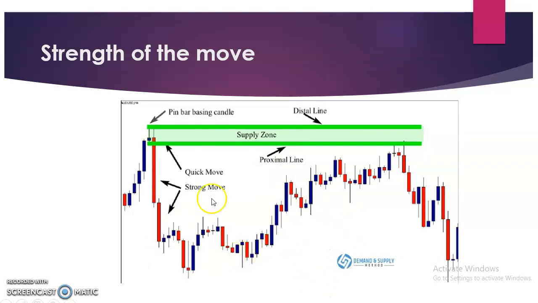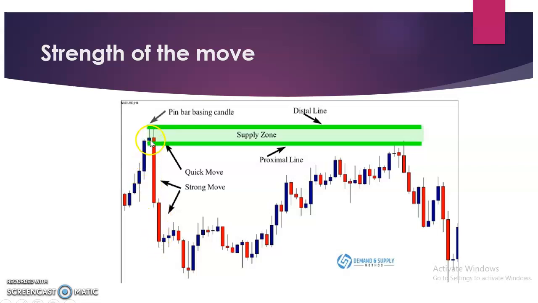Now, as you can see, this is a very strong move. The price rallied up to this particular price, and there was a huge supply that led to a massive drop in price. You can see that the candles were big, followed by each other, very big candles.